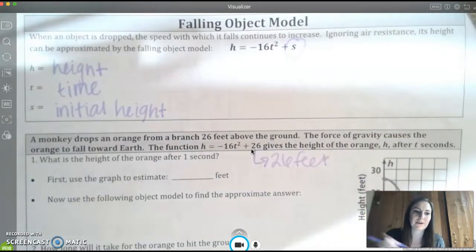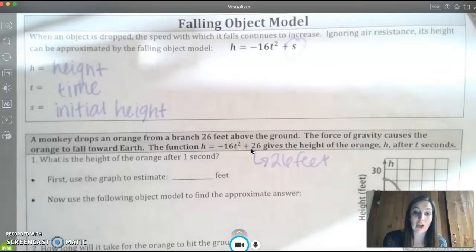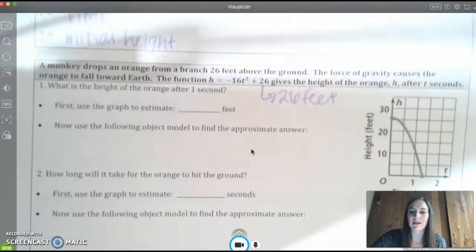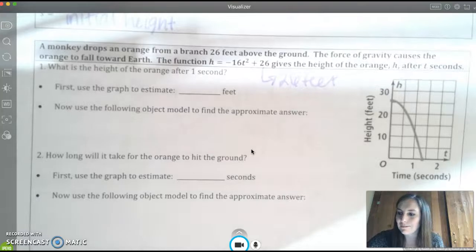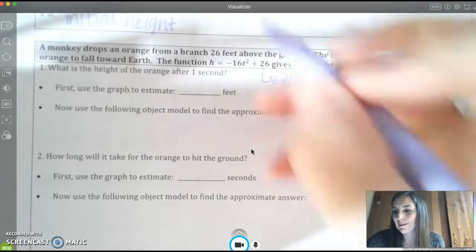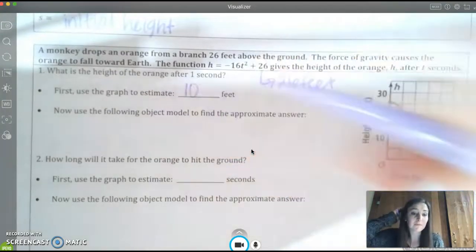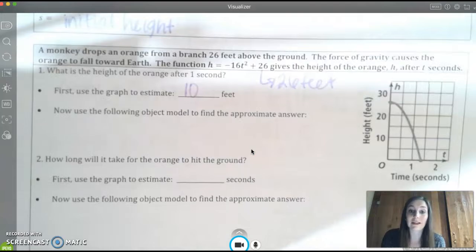So imagine a monkey in a tree. So what is the height of the orange after... Not sure what sound I'm hearing there. What is the height of the orange after 1 second? So 1 is talking about time. So we're going to substitute 1 in for t. And it says first, use the graph to estimate. So around 1 second, that's about 10. So maybe something around 10 feet. Now let's find out what the actual height is using our equation.